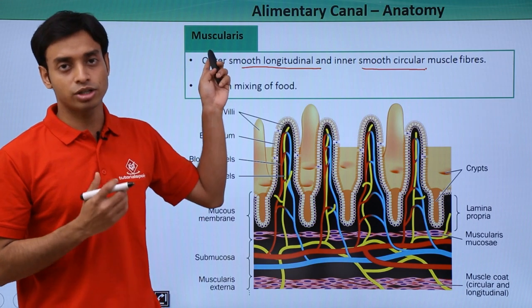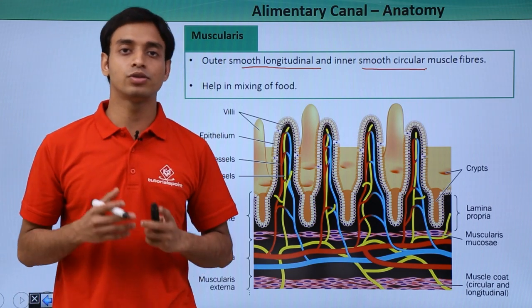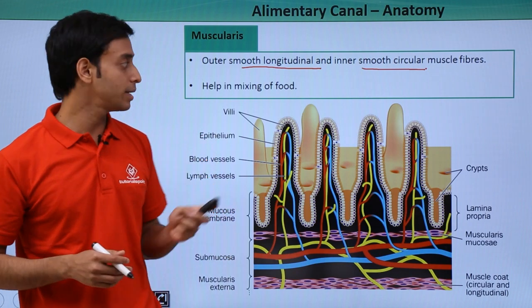The major function of the muscularis layer is that it helps in mixing of the food materials with the digestive juices present in the small intestine and secreted in the small intestine.